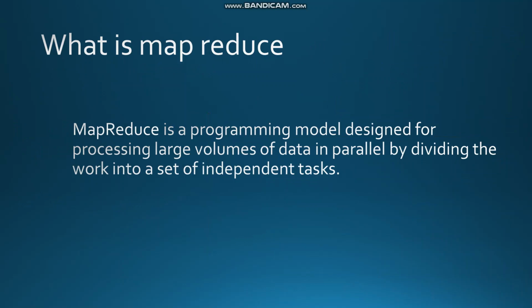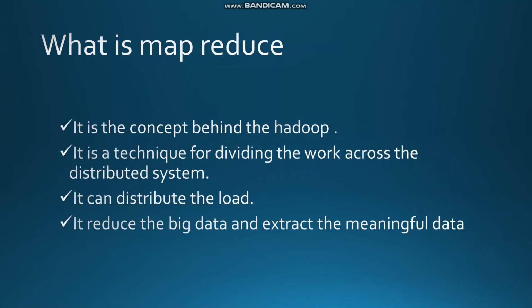So what is MapReduce? MapReduce is a programming model designed for processing large volumes of data in parallel by dividing the work into a set of independent tasks. It is the concept behind Hadoop. It is a technique for dividing the work across a distributed system. It can distribute the load. It reduces the big data and extracts the meaningful data from it.